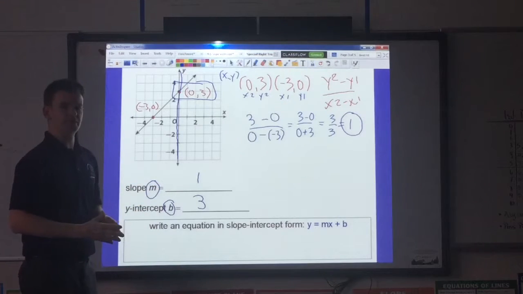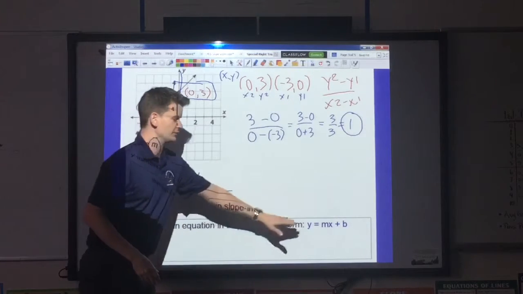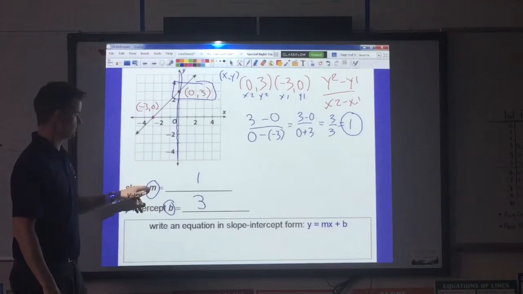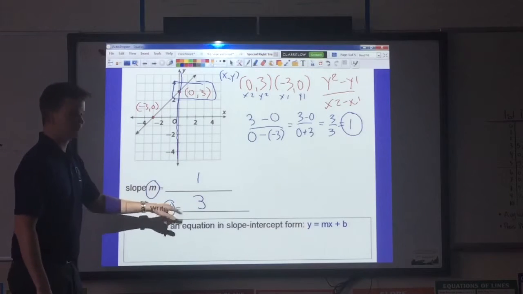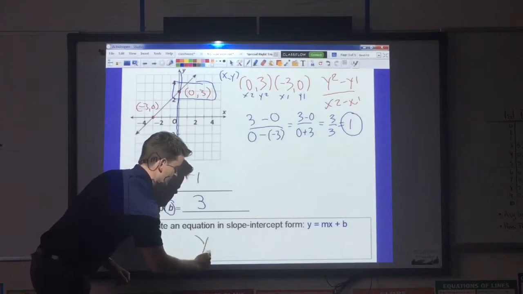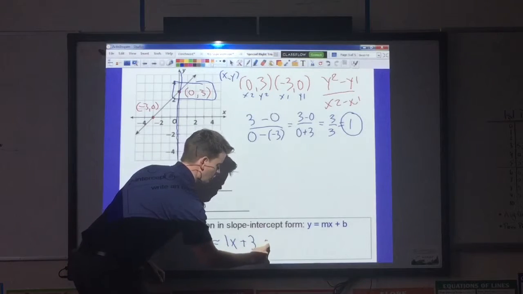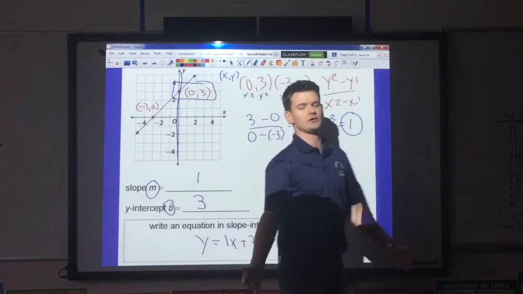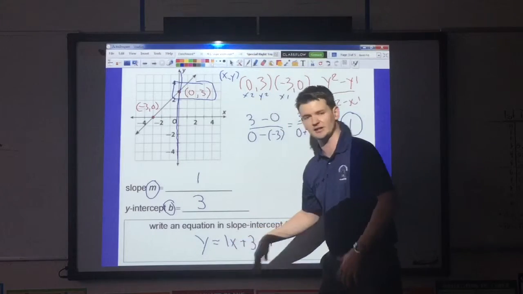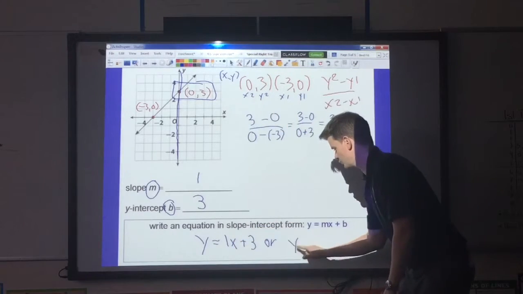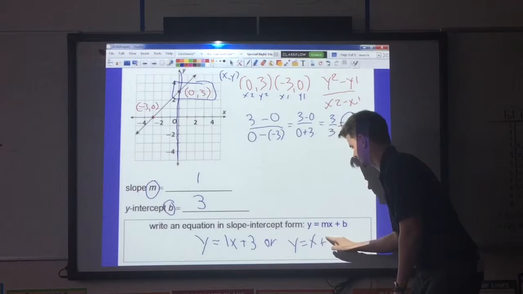Once I know the m and the b, I can write an equation in slope-intercept form. I simply substitute 1 in for the m, 3 in for the b, and I end up with y is equal to 1x plus 3. Or I don't really need to write the 1 because I know that that's an x, and if I have an x, I have 1x. I could write it as y equals x plus 3.